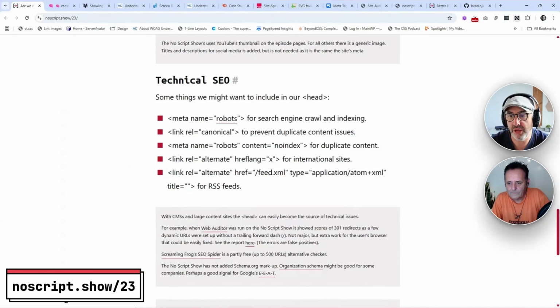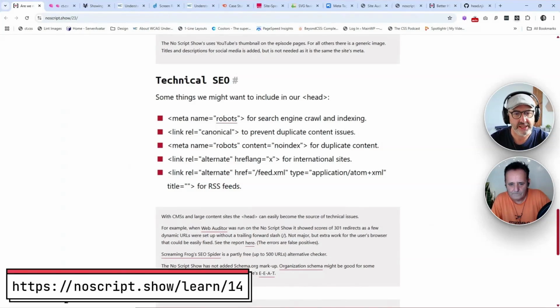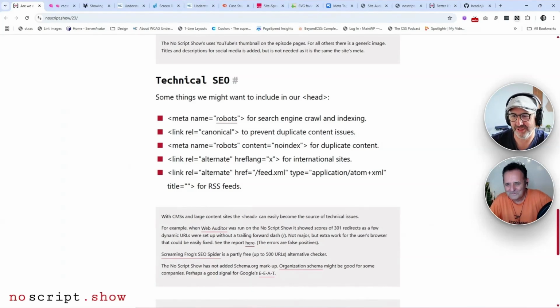And then in a few moments from now, David and I are going to record a visual version where David goes through this in more detail on the screen. So less audio, more video. And you'll be able to find that at noscript.show/learn/14 with a trailing forward slash, I might add. But it looks better like that, so I'm leaving it like that. So there'll be some addendum to this content.